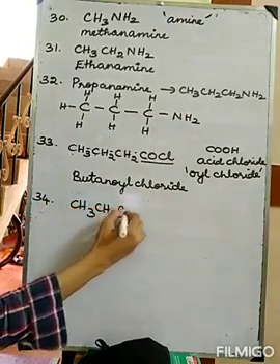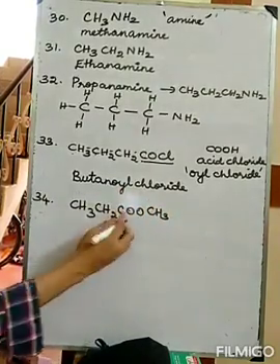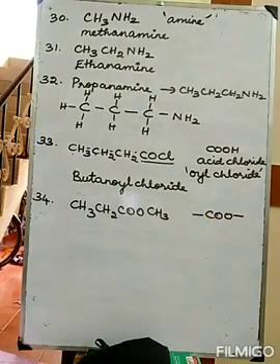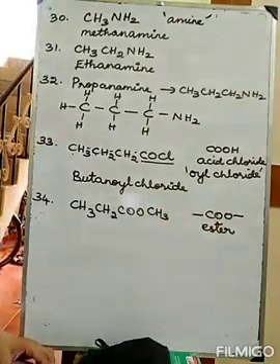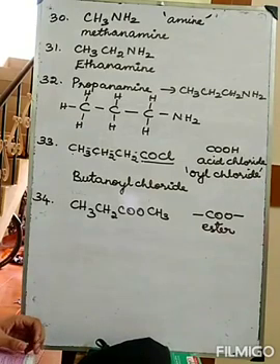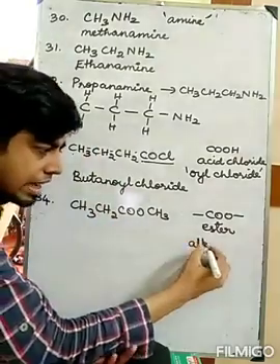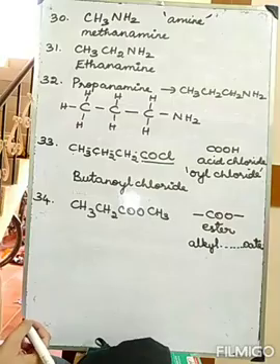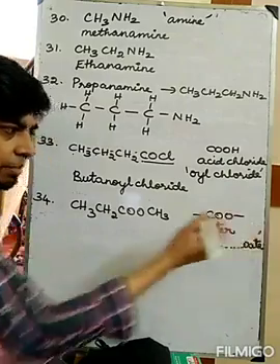CH3CH2COOCH3. COO, what is this functional group? Last year you would have studied the esterification reaction. So what is this functional group? Ester functional group. Ester functional group means what is the suffix or prefix you have to add? See the tabular column. Alkyl, then one name will come, then oate. Yes or no? Alkyl, then one name will come, then oate. This is the naming you have to do.